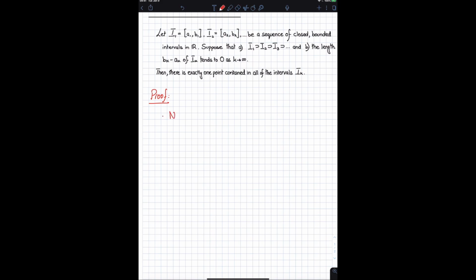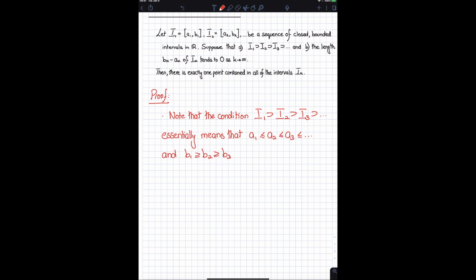Okay, so given that, let's begin. Note that the condition I1 is a superset of I2, which is a superset of I3, and so on, essentially means that a1 is less than or equal to a2, which is less than or equal to a3, and so on, and b1 is greater than or equal to b2, which is greater than or equal to b3, and so on.